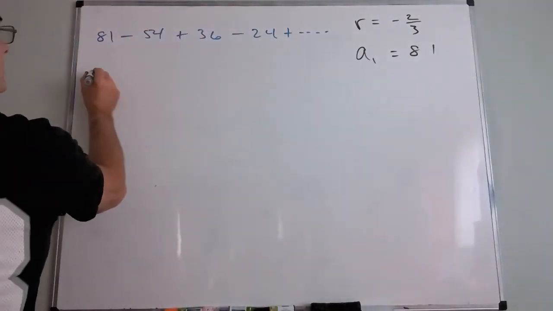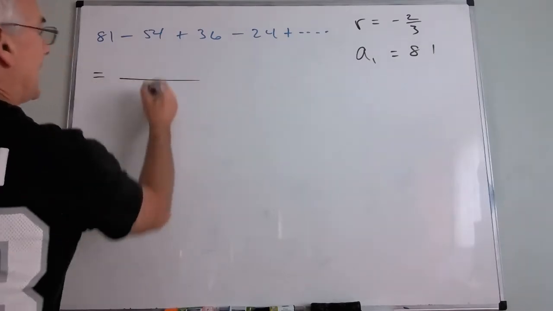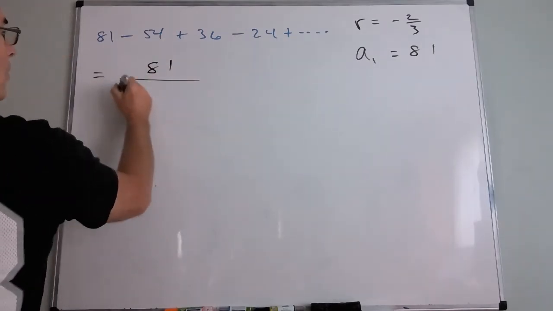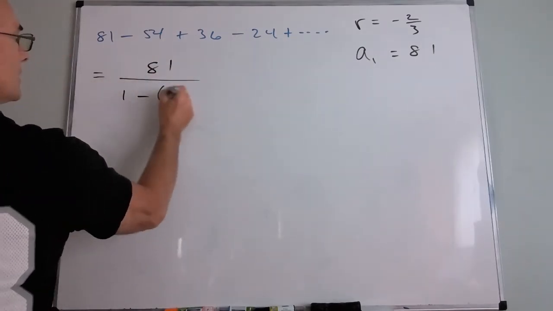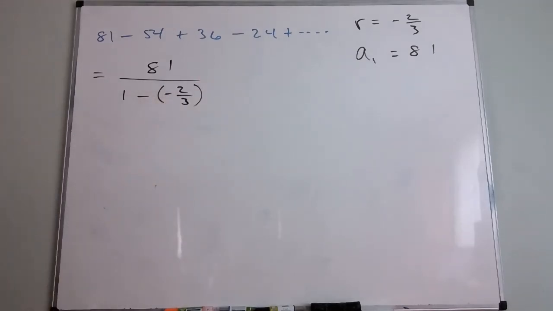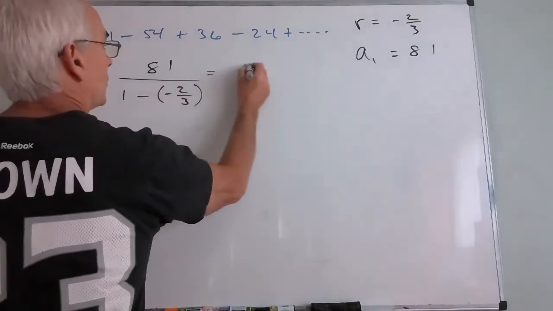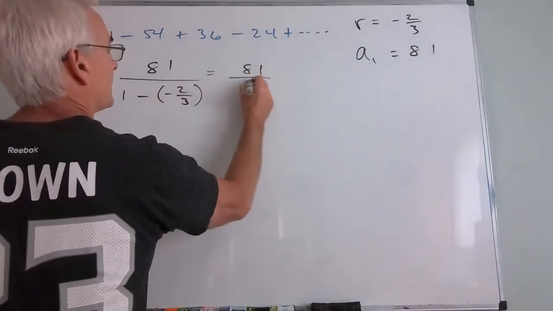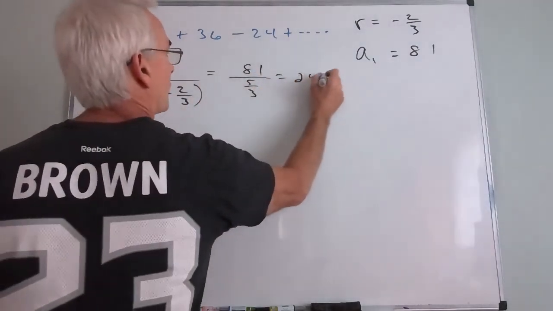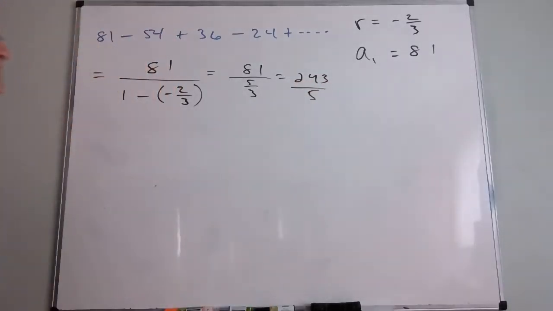So this adds up to, this is equal to 81 over 1 minus -2/3. Now be careful because the R is negative. So this would be 81 over what, 5/3? So that'd be 243/5. Okay.